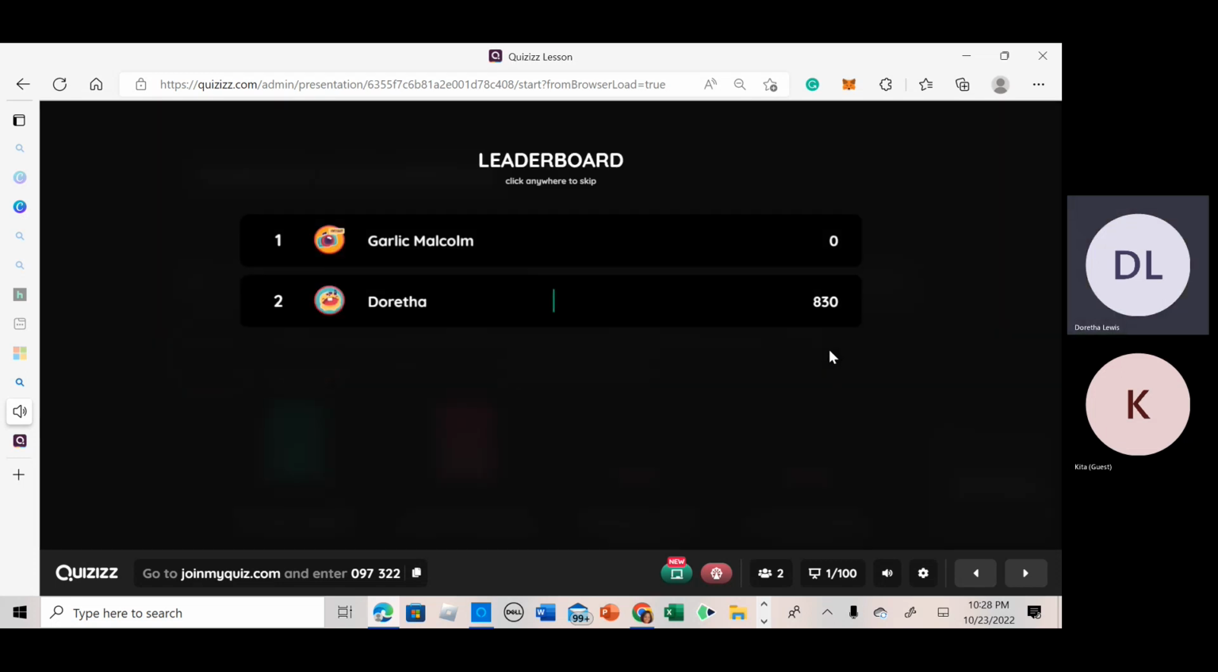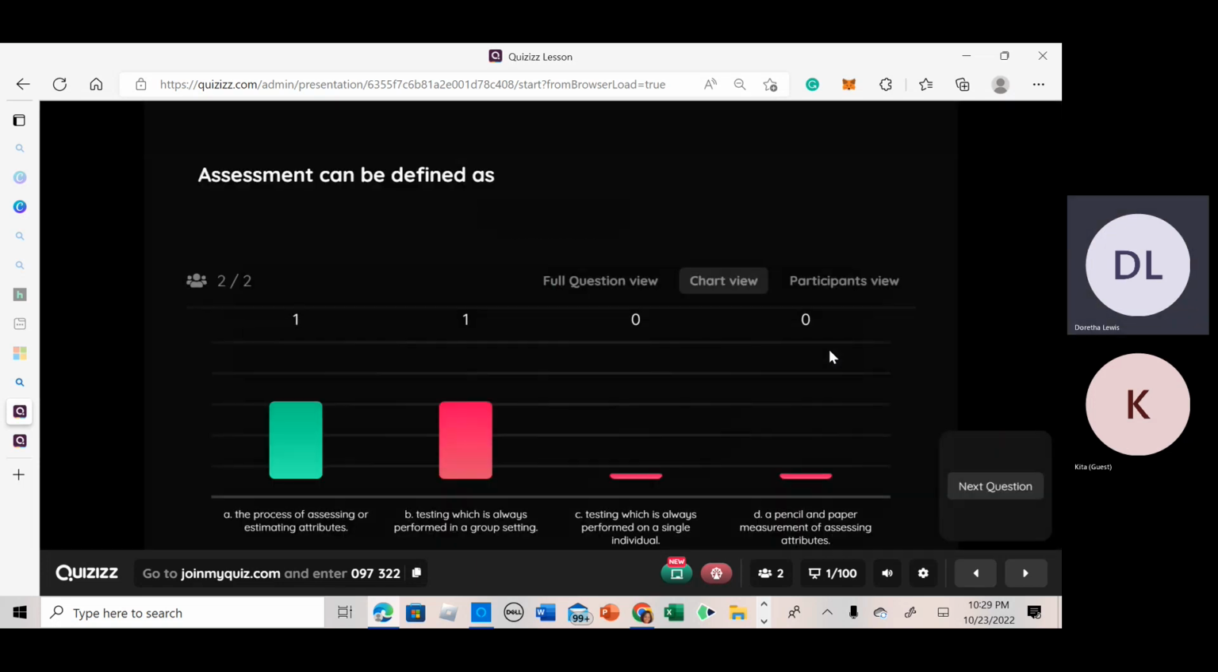Assessments can be defined as the process of assessing or estimating attributes.